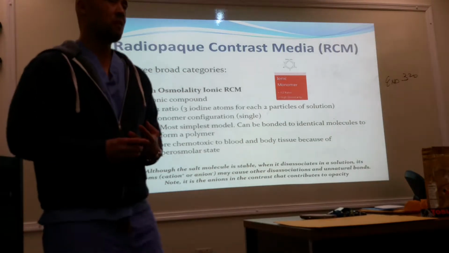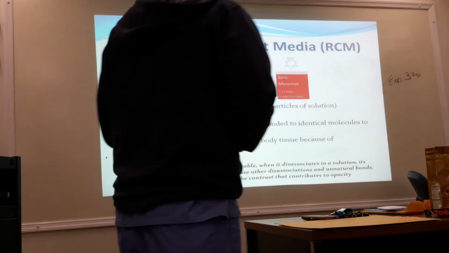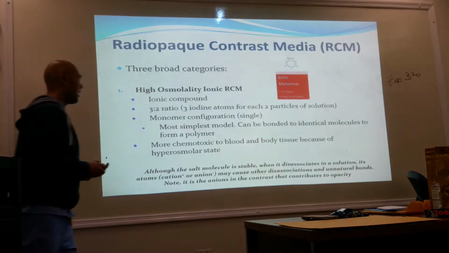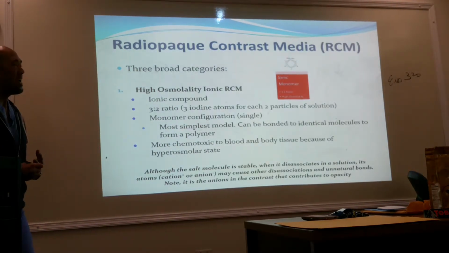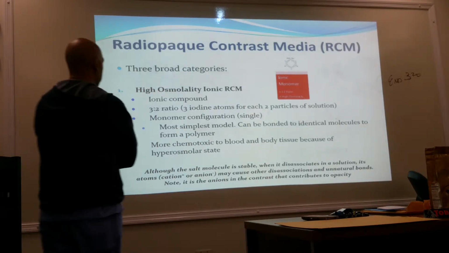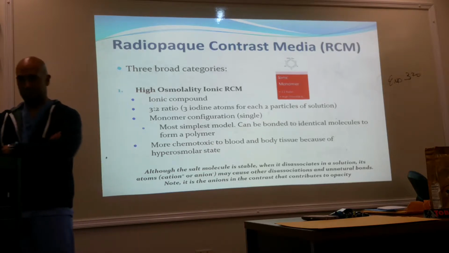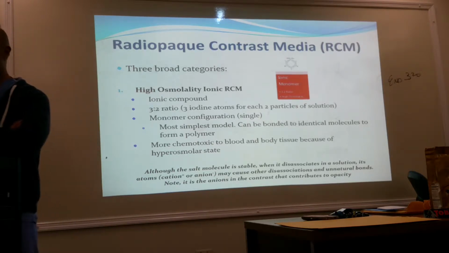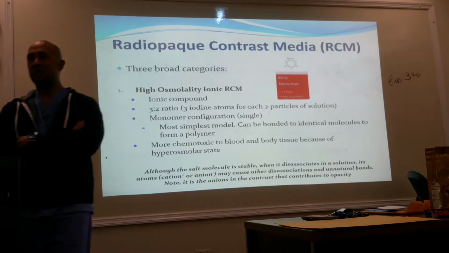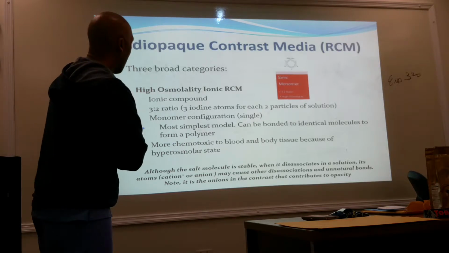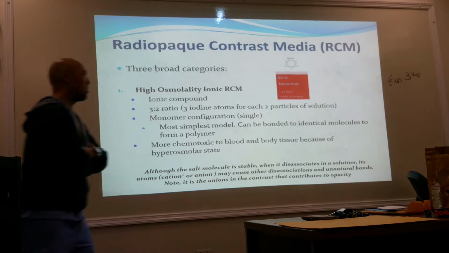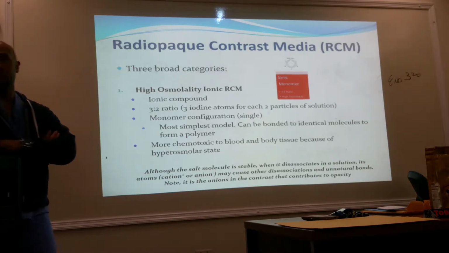So let's talk about the three broad categories of iodinated contrast. There's that term again, high osmolality. High osmolality, ionic radiopaque contrast media. So high osmolality, ionic RCM, it is an ionic compound. Its molecular structure is 3:2, which means you have 3 iodine atoms for each 2 particles of solution, or in this case 2 particles or 2 molecules instead of 2 solutions.